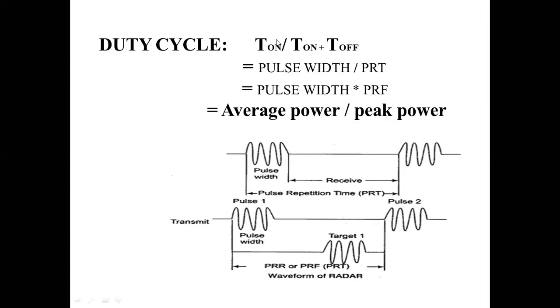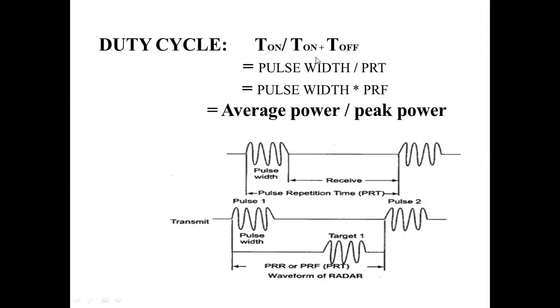So, duty cycle. You already know the formula of the duty cycle: T on by T on plus T off is the duty cycle. This is the T on period. The pulse width period is nothing but the T on period. Before going to the second pulse, the off condition we call the T off period. So the overall T on plus T off is the pulse repetition time. Are you understood? So T on is the pulse width.